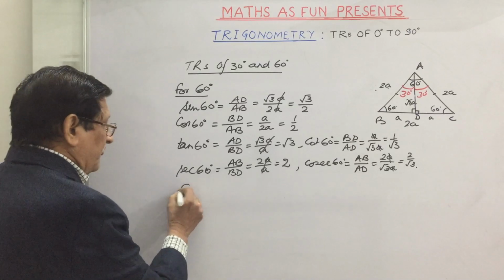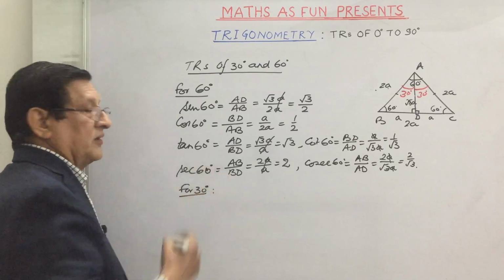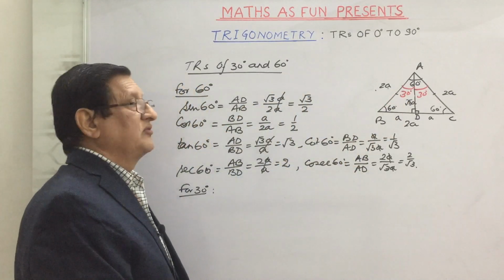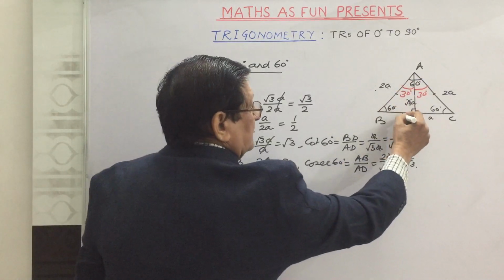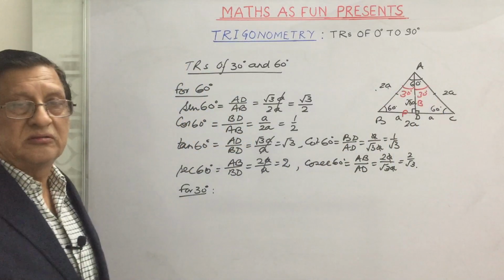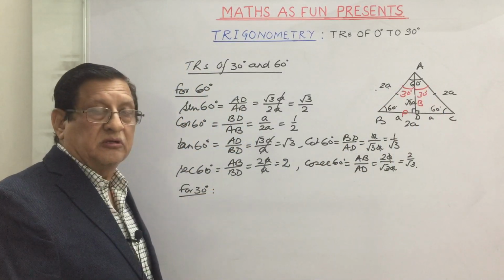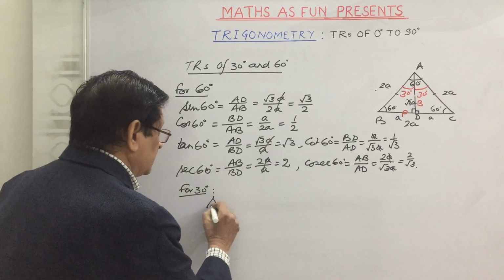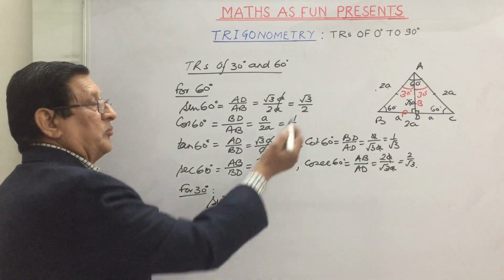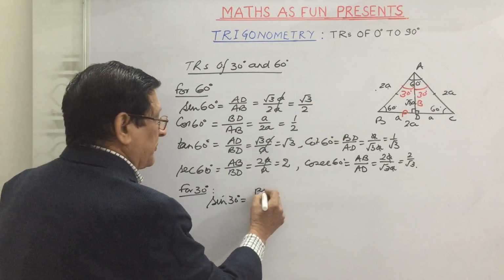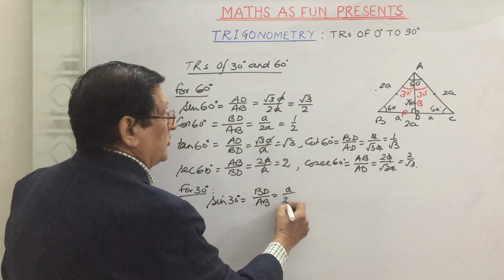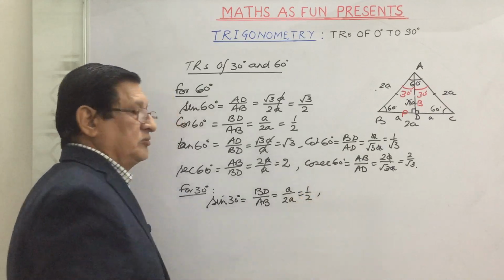Now if we go for 30 degrees, from the same figure we can get, because we have the angle of 30 degrees. The only difference here will be, for this 30 degrees, this will act as perpendicular and AD will be acting as base. Now when we go for the trigonometrical ratio of 30 degrees, we get sin 30. Sin 30 is perpendicular upon hypotenuse. Here perpendicular is BD, hypotenuse AB. This is a upon 2a, and the value comes as 1 upon 2.